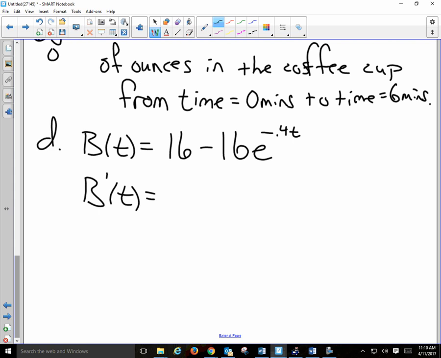So the derivative of 16 is 0. How do I find the derivative of negative 16e to the negative 0.4t? Chain rule. So negative 16e to the u, and negative 0.4t. Derivative of negative 0.4t. Multiply by e to the u.